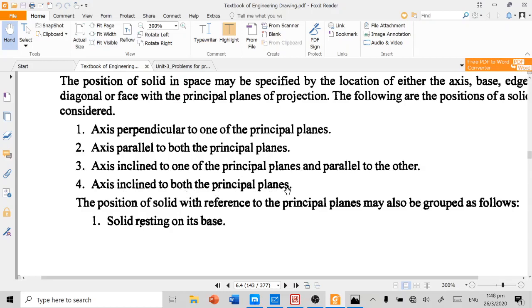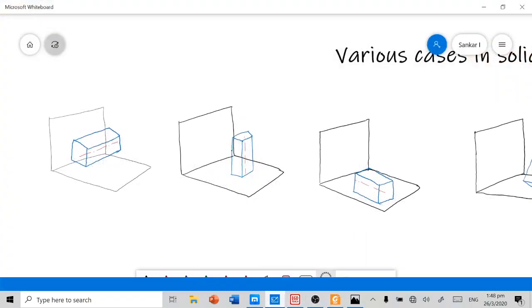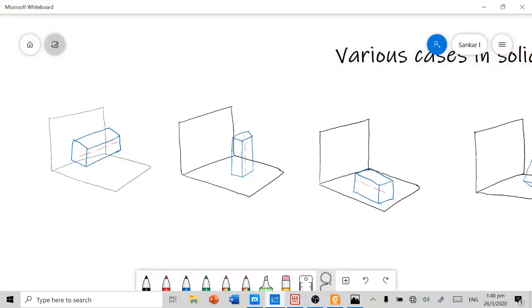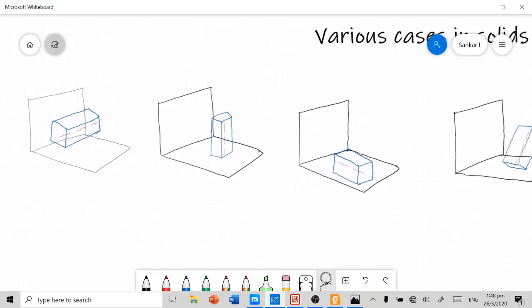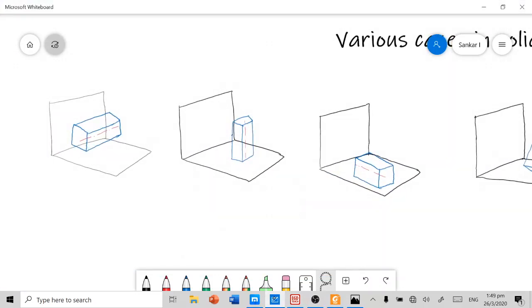So by these four general basic cases, a solid can rest in or float in front of VP and above HP. So the solid is always placed in the first quadrant in our context, and in addition to that, the location of the solid is expressed with the location of its axis with respect to HP and VP. And see here, these are all the various possible cases in the solids.